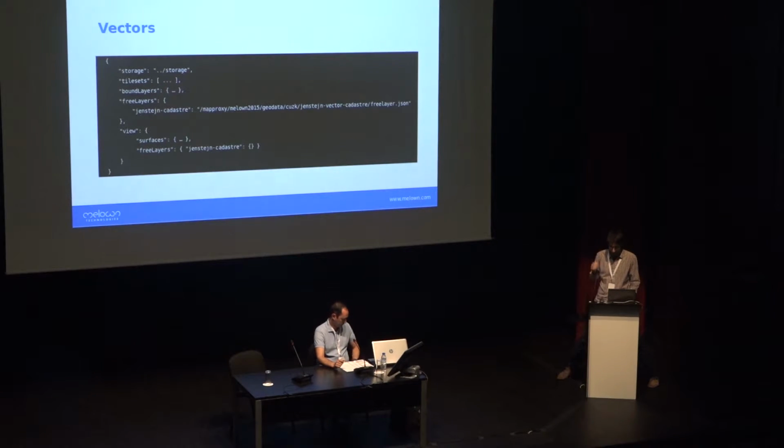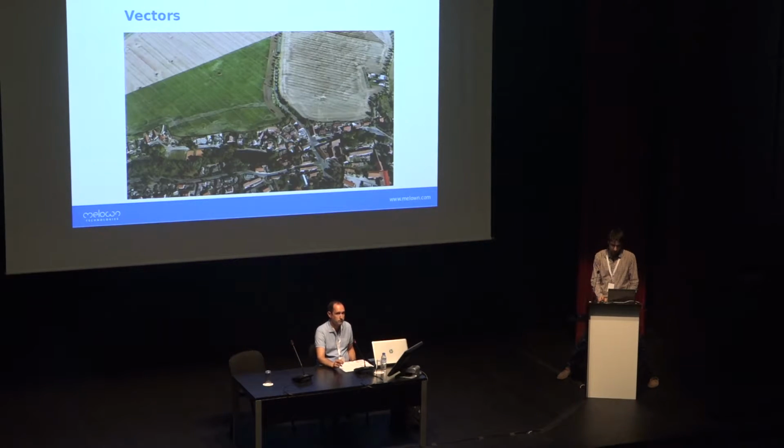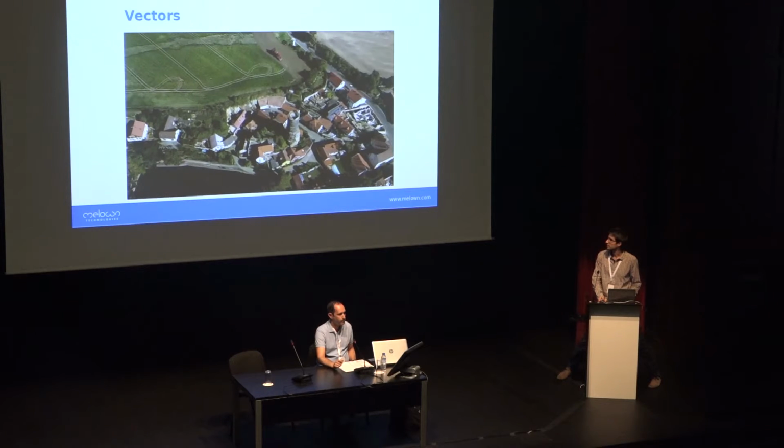Again, we modify our map configuration. Here we added the free layers field with the cadastral data, again streamed from MapProxy, and the path or URL of the definition of the resource. And again, we add it to the view so it will be shown when we display it. And the result looks like this.